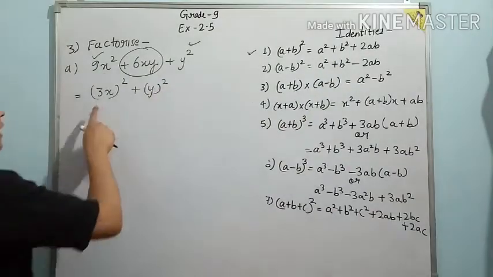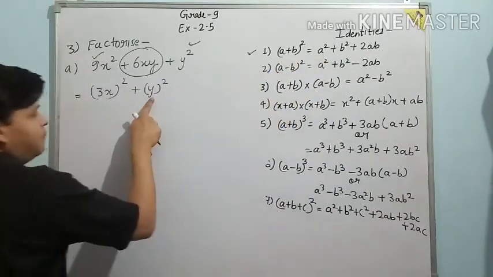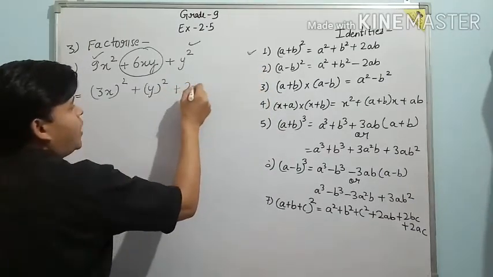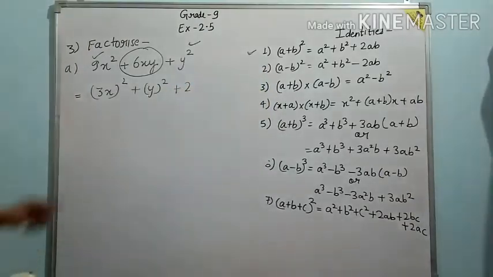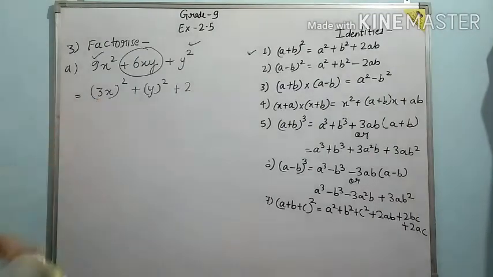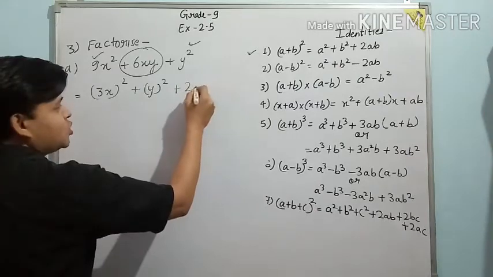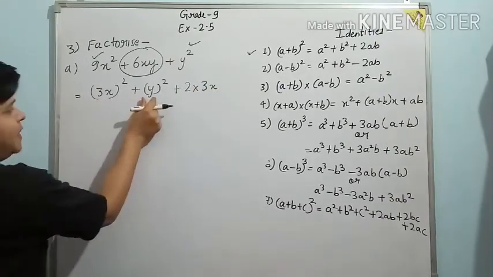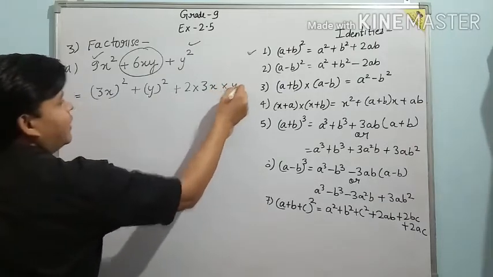So what is given here? A square is done, b square is done. So what is left? Plus 2ab. So first of all, you can compare what a is here. As you can see, a is 3x. So let's write here 2ab means 2 multiply 3x in place of a, and b is y.